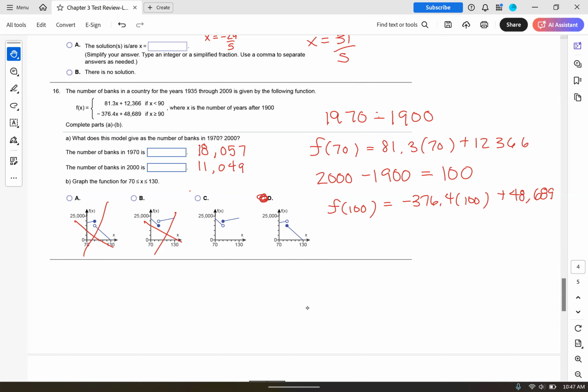The second part has a negative slope. What's the slope? Negative 376. So the slope is negative. So the second part has to go down. It has to be that one. Now at 11, I'll show you how to graph that on your calculator. So keep in mind, you can graph it, and I'll show you how to do that. But you should be able to, by the process of elimination, figure this out.